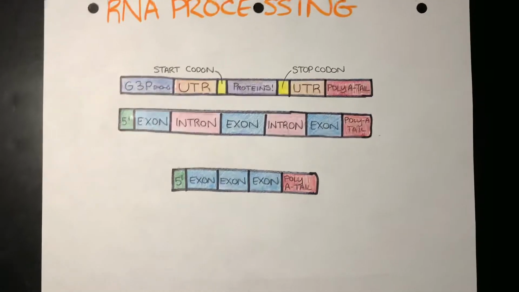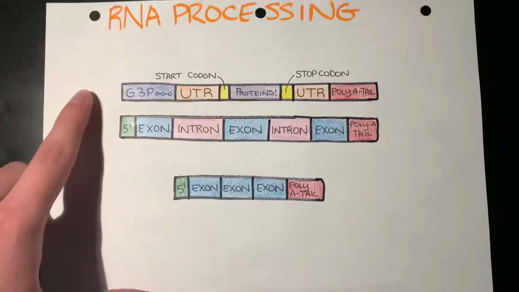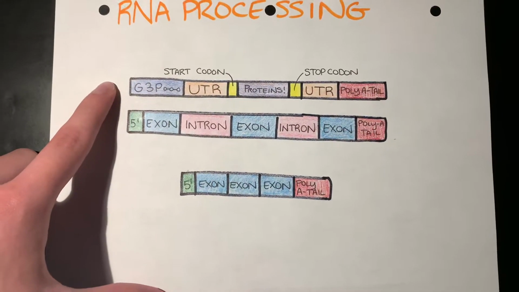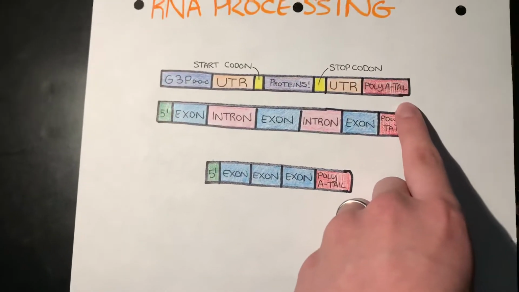This is my first video on the RNA processing process. In this first strand here, we see a 5' end and the poly A tail.